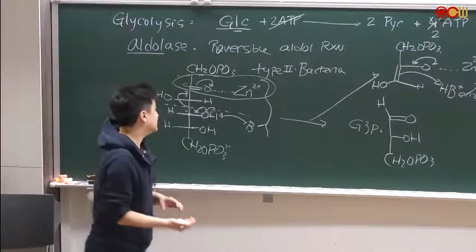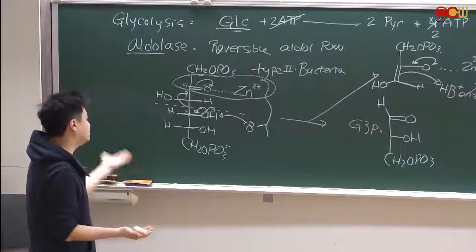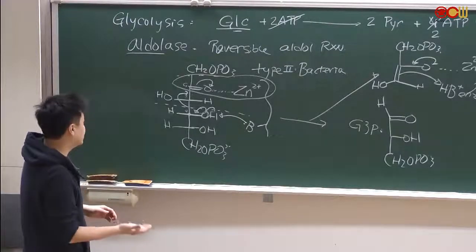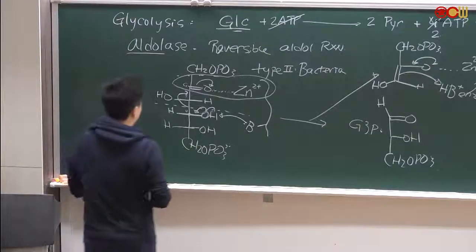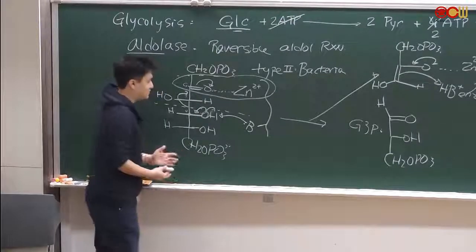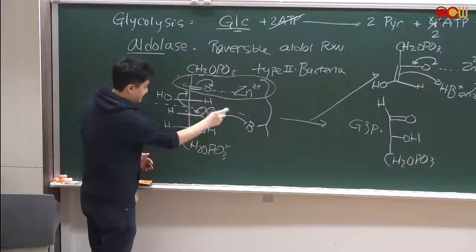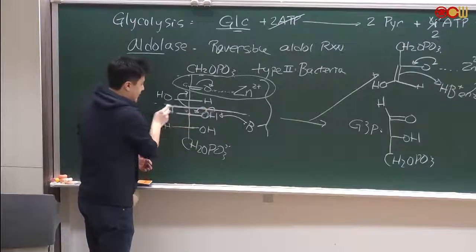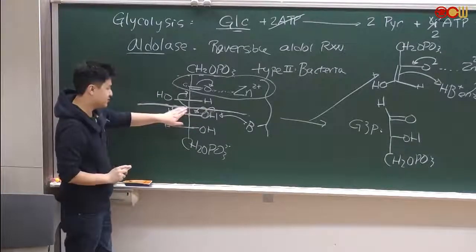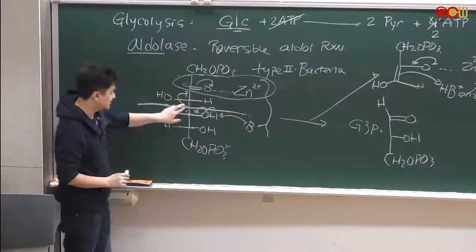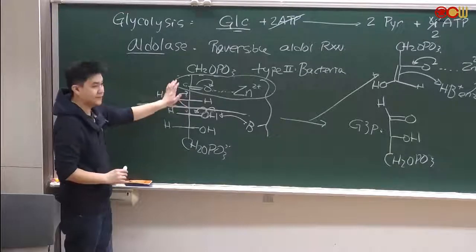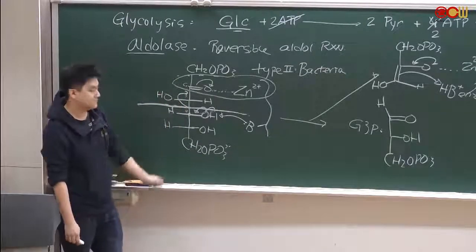Okay, so this is type 2 aldolase. I think the mechanism is relatively simple. But obviously you have to understand that you want to break the bond between C4 and C3. You need to let the 2 electrons on here go away, go somewhere. Okay, we're good?